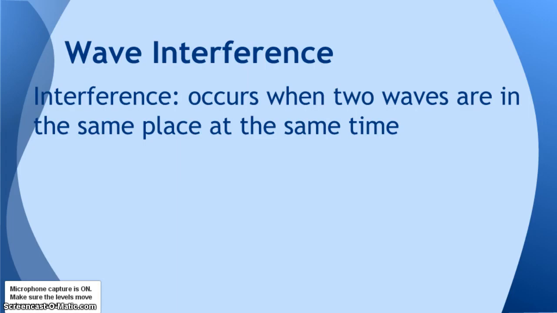Wave interference occurs when two waves are in the same place at the same time, and all the peaks will line up with the peaks and the troughs will line up with the troughs. They aren't difficult because it only involves addition and subtraction. There are two types, constructive and destructive interference, and I'll be talking about them in future slides.